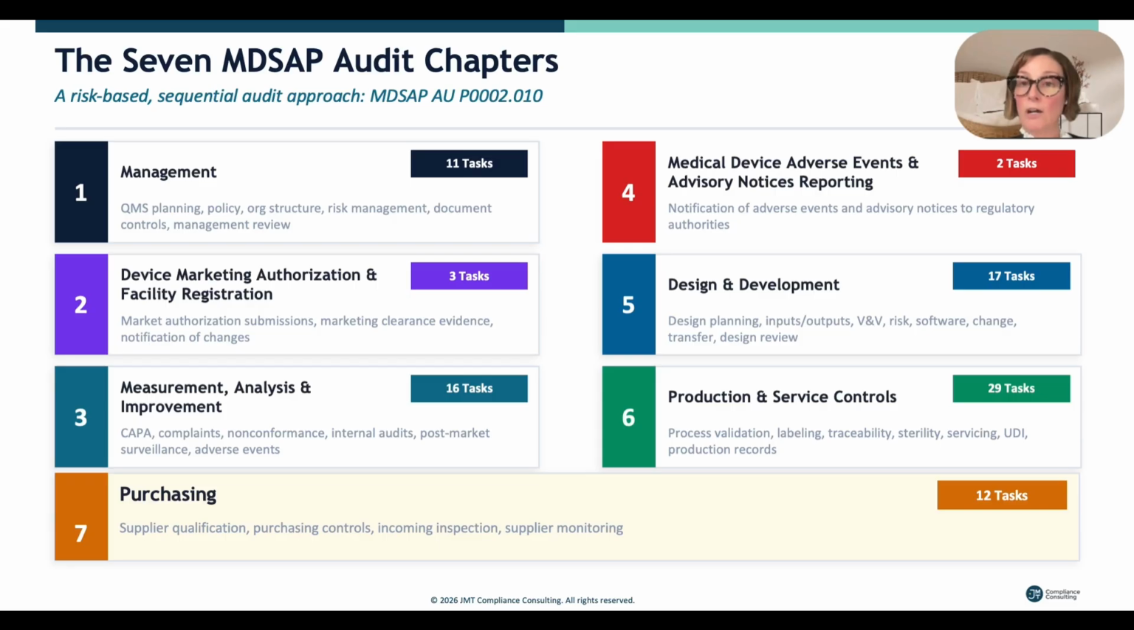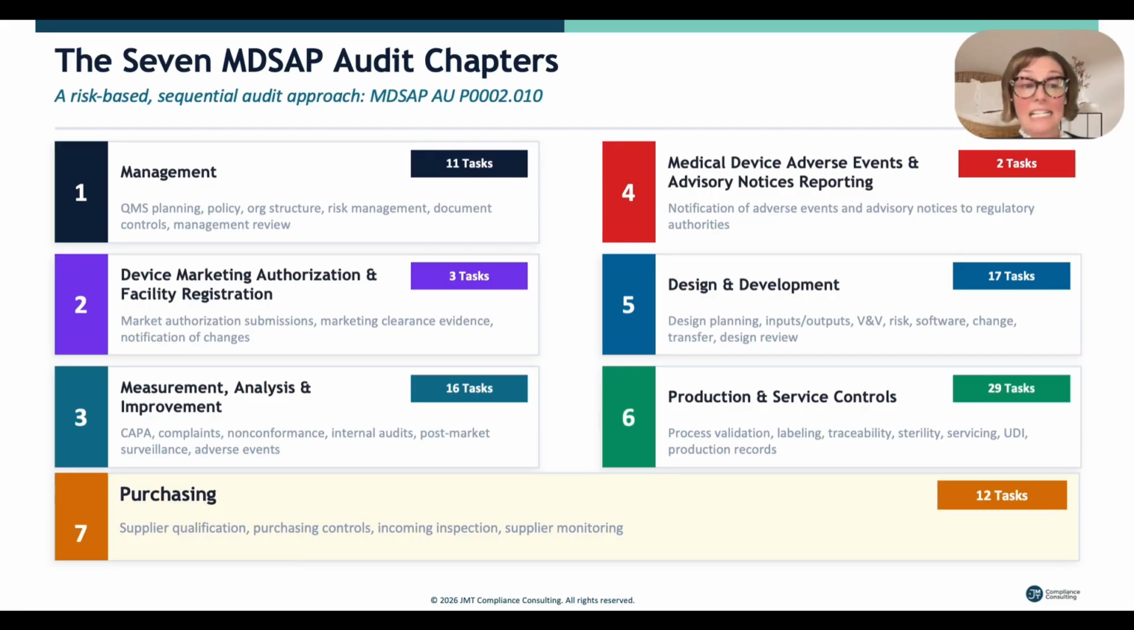You can take this audit model, go through each of the 7 subchapters, and go through the task and really get a feel for how you're tracking from a compliance perspective. So 2 is device marketing authorization and facility registration. We have 3 tasks there. 3 is measurement analysis improvement.